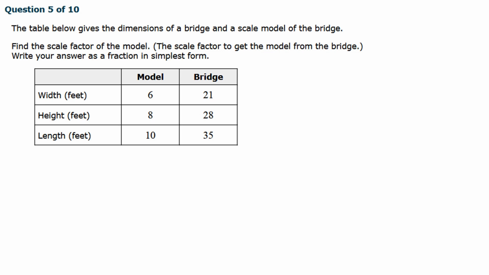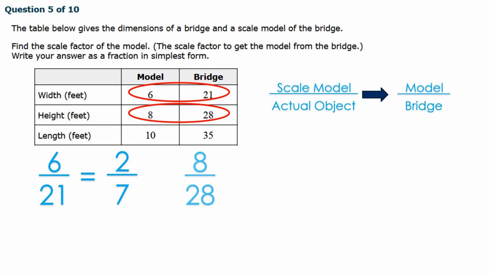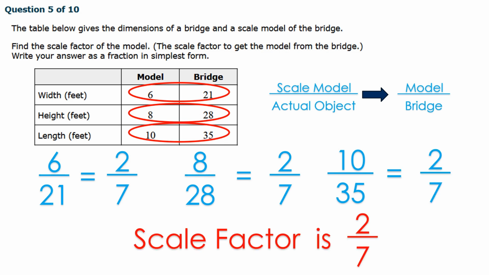Let's try another one here on question 5. The table below gives the dimensions of a bridge and a scale model of the bridge. So again, remember that the scale model goes above the actual object. So in this case, we have the model over the bridge. So we have our measurements here, 6 for the model, 21 for the bridge. Gives us 6/21. Now we reduce that fraction, it gives us 2/7. We'll try it again for the height. We have 8/28, which reduces also to 2/7. And for the last one, for the length, we have 10/35, which again goes to 2/7, which means that the scale factor is 2/7.